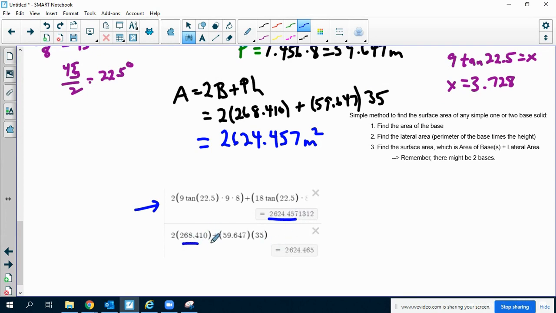And then if I rounded things and then typed it in the calculator, my answer would be slightly different. So it's kind of important to understand that the more you round, the more it's going to be off. If I rounded it to 1 decimal place, it would be off even more than if I rounded it to 3 decimal places. So just keep that in mind.